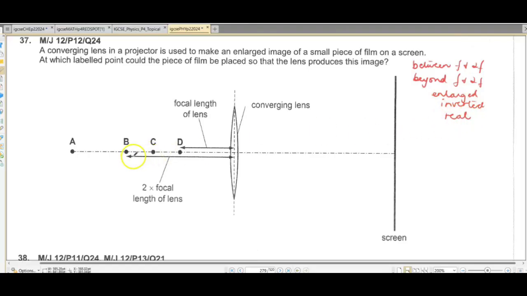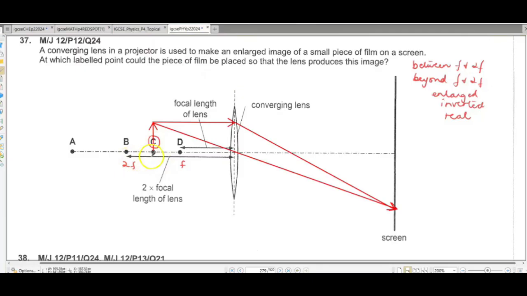So let's look at our options and the points which seem to lie between f and 2f. So this is f and this is 2 times f. So C is the only point that lies between f and 2f. So the object is going to be placed here, and its image, which is large, inverted, and real, will be formed over here. So let me make you a ray diagram for that.